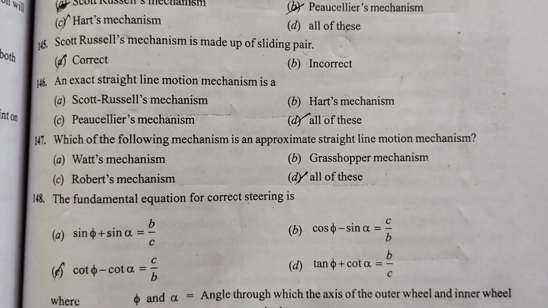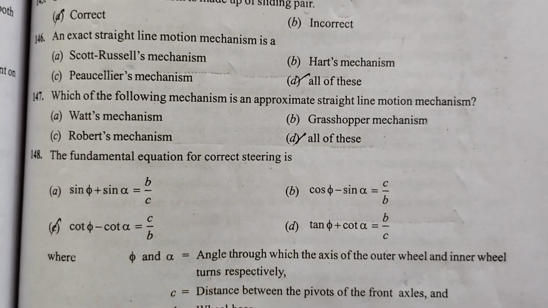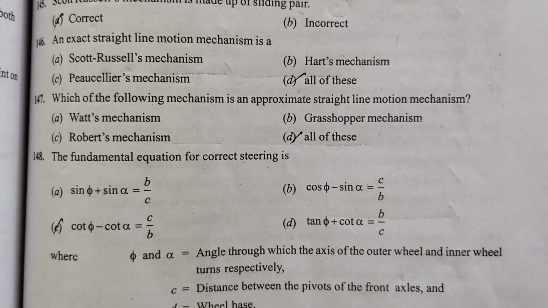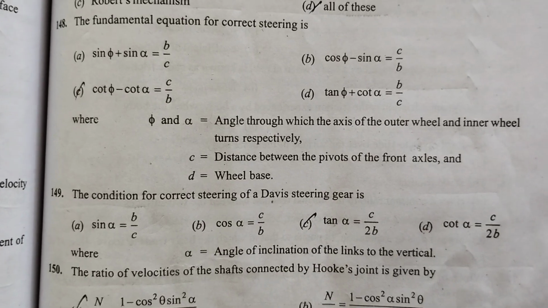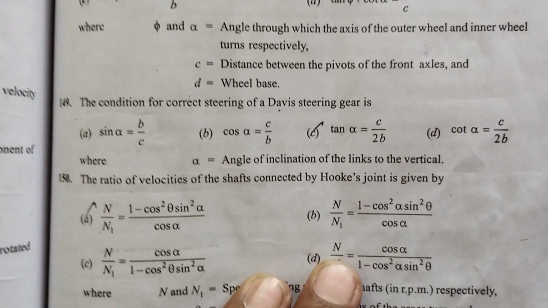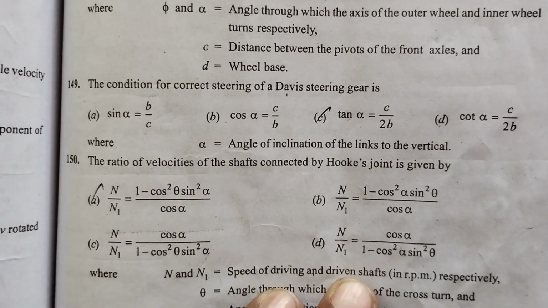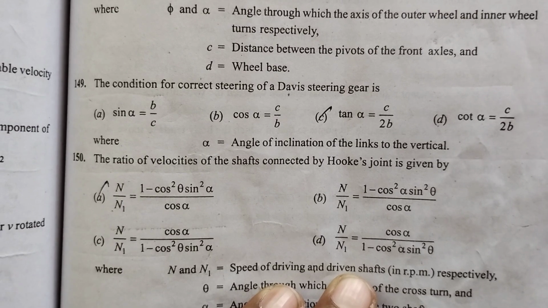Which of the following mechanisms is an approximate straight line motion mechanism? All of the above. The fundamental equation for correct steering is cot phi minus cot alpha equals c by b. The condition for correct steering of a Davis steering gear is tan alpha equals c by 2b. The ratio of velocity of shafts connected by a Hooke's joint is given by n by n1 equals cos alpha divided by (1 minus cos square theta sin square alpha).